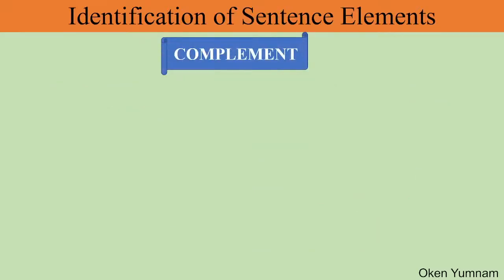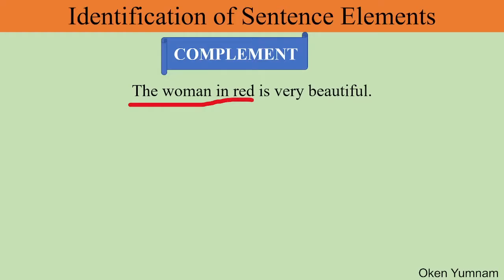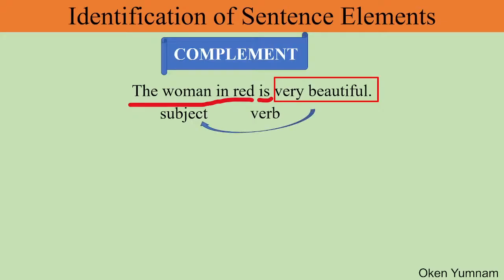Now coming to the identification of complements. Look at this sentence: The woman in red is very beautiful. The woman in red is the subject, is is the verb. Very beautiful: who is very beautiful? The woman in red and the very beautiful one are the same person. So very beautiful here is acting as an adjective phrase. It tells more about the subject. So this is what we call a complement.